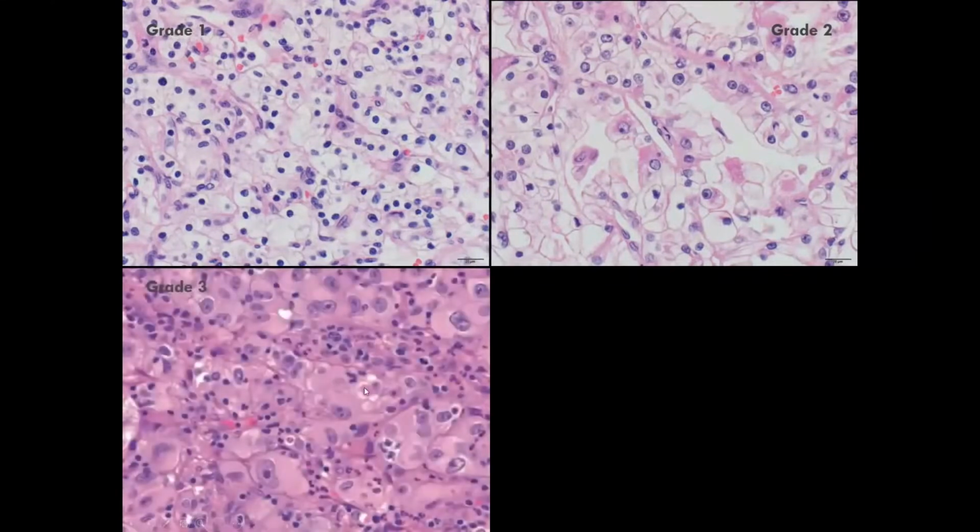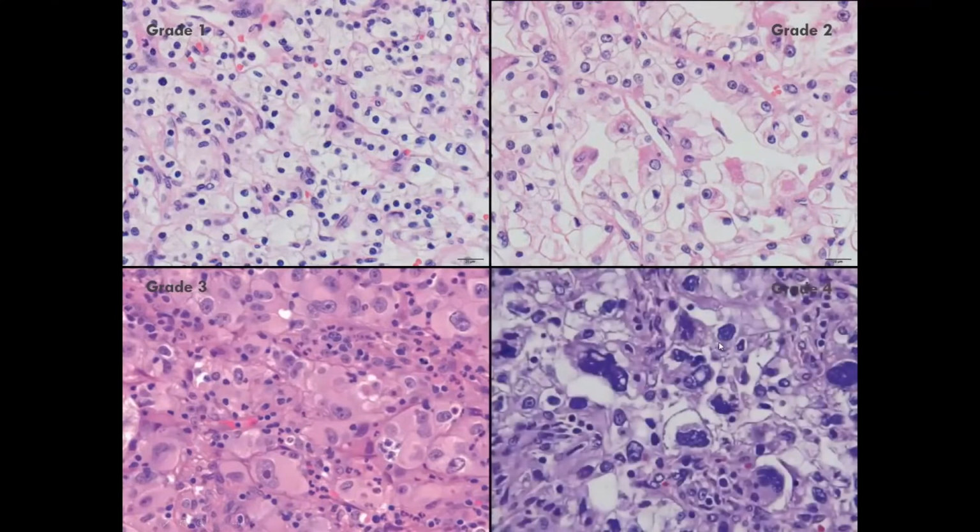Grade 3, on the other hand, is when you have very prominent macronucleoli that are easily visible even at 10x magnification. So that would be grade 3. And grade 4, either sarcomatoid or rhabdoid, as I said earlier, or if you get really bizarre, ugly anaplastic cells like this. So that would be a grade 4 in the ISUP WHO system.